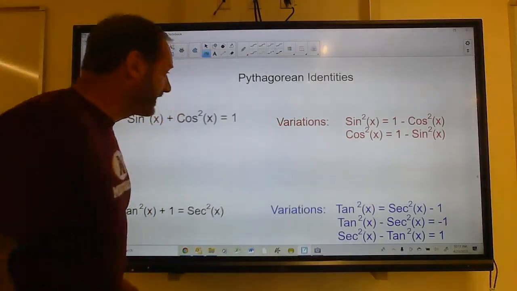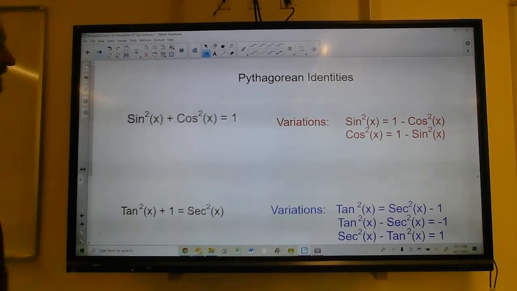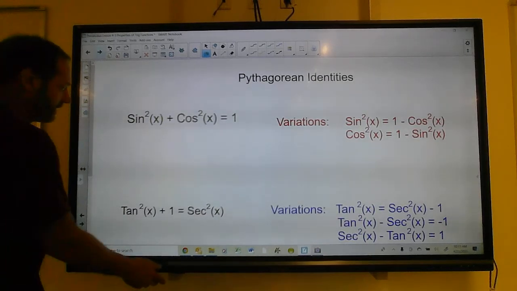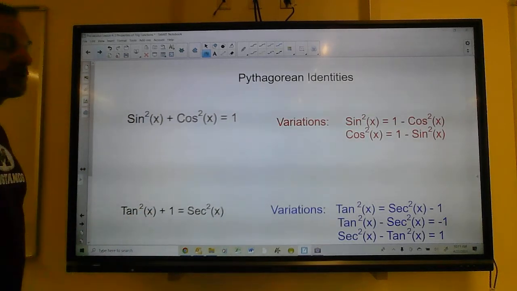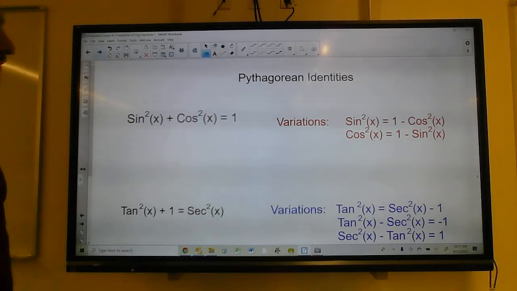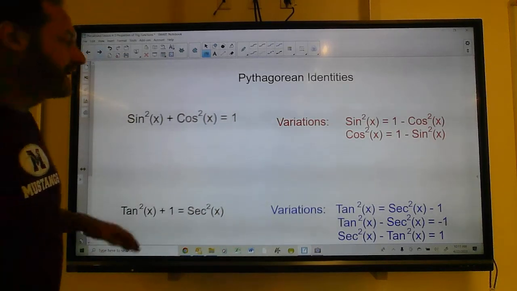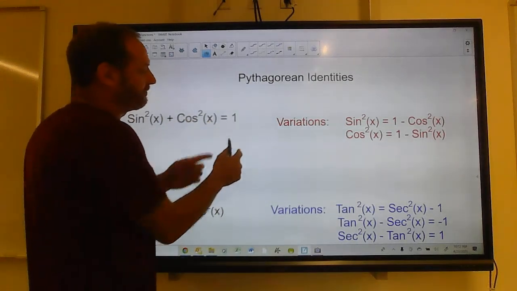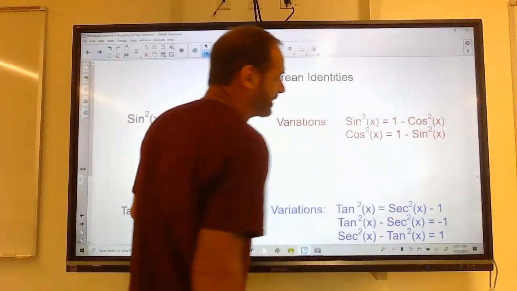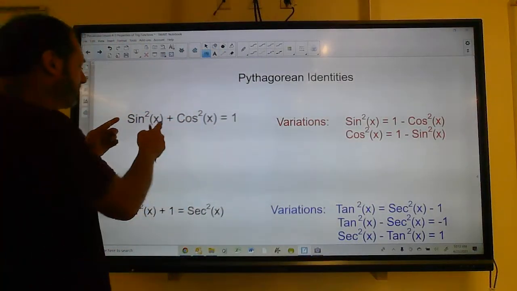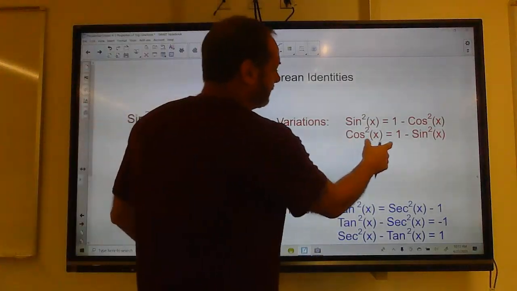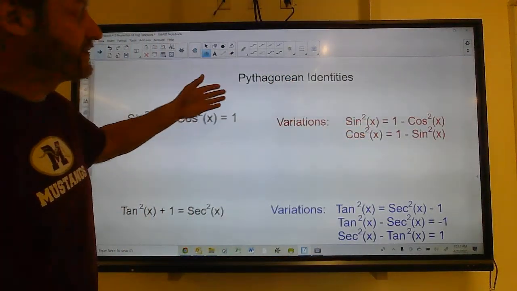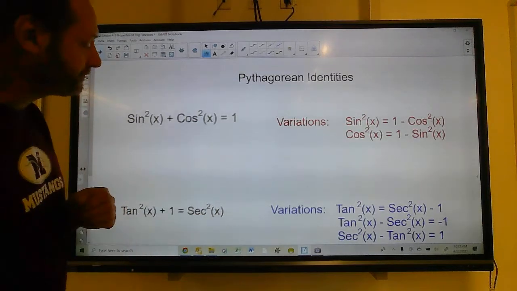Okay, the Pythagorean identities. These are also critical. You're going to use these all the time. Sine squared x plus cosine squared x is always equal to 1. Now there's variations on this that come in handy. So if you use a little algebra and you subtract cosine squared from both sides, sine squared is going to be 1 minus cosine squared. Or if I subtracted the sine squared from both sides, cosine squared is 1 minus sine squared. These are all the same thing. They're called Pythagoreans because they work in the Pythagorean theorem.